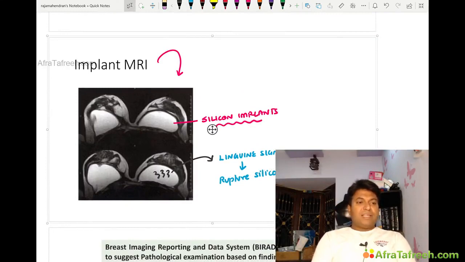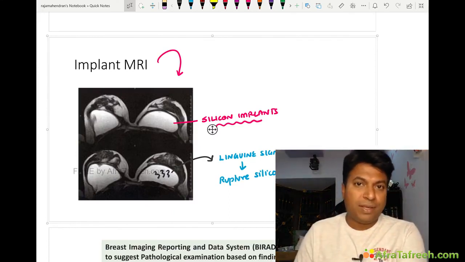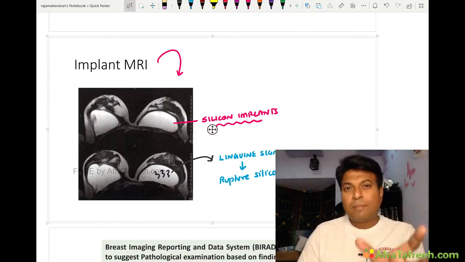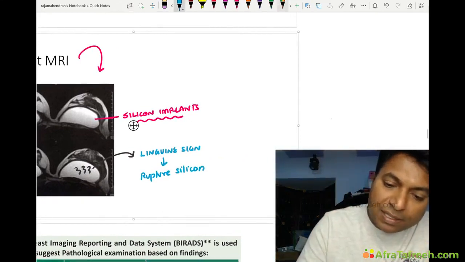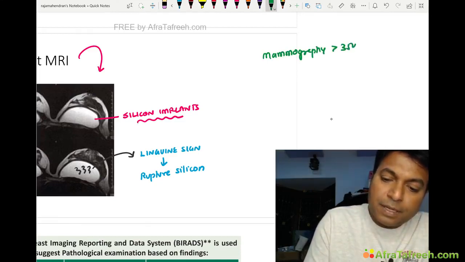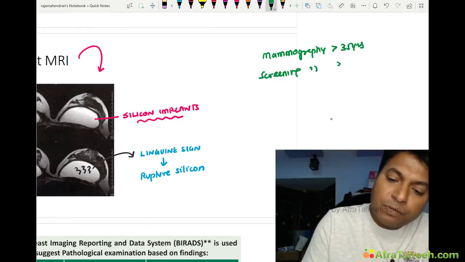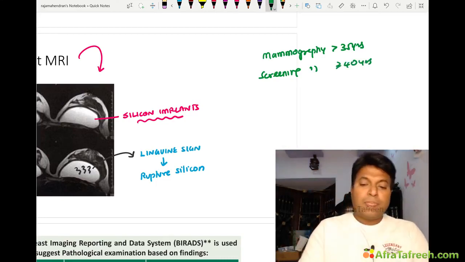Ultrasound is used for females less than 35 years. For above 35 years, we should use mammography. So don't get confused. Mammography is done for females above 35 years. Screening mammography is done from age above 40 years. Students usually get confused in these two questions.